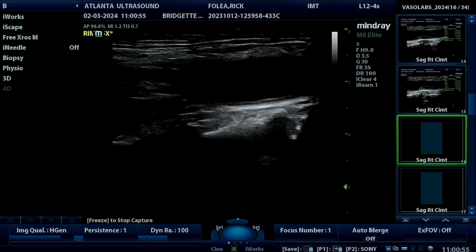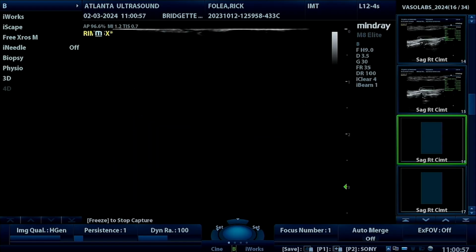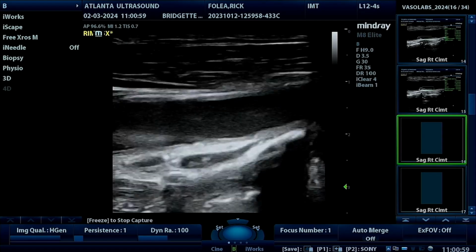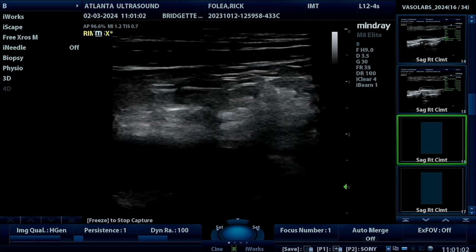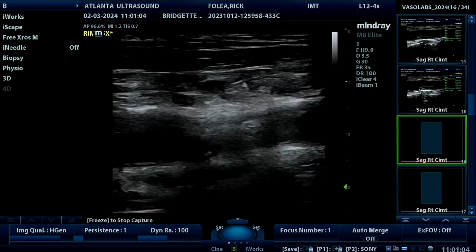Save that. Finally, let's do the posterior CIMT. That is, we're going to move the sensor back around the neck as far back as we can and still get a good view of the artery.